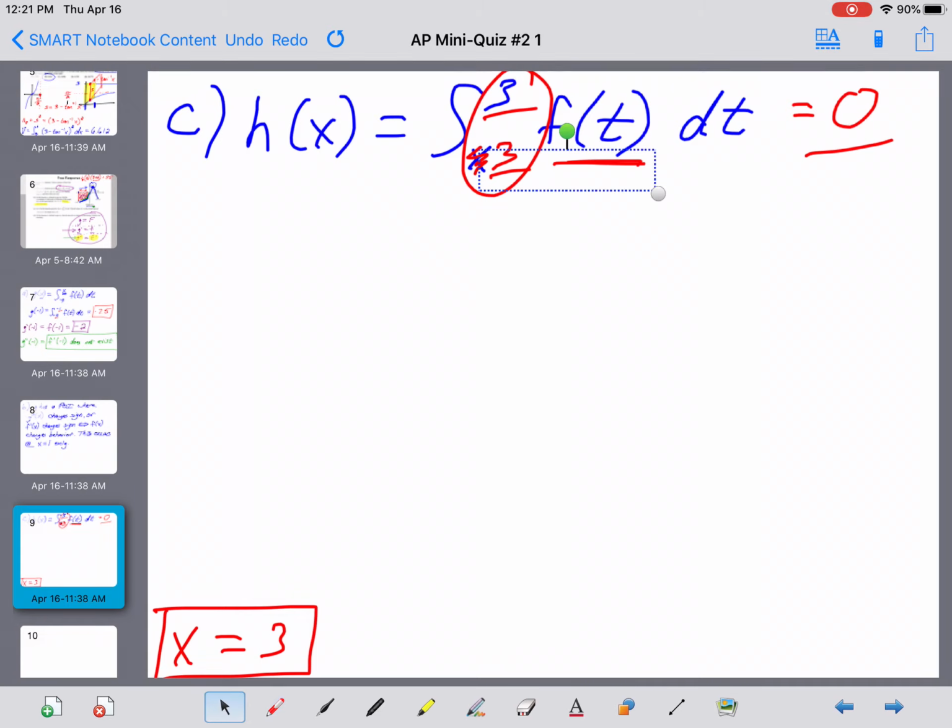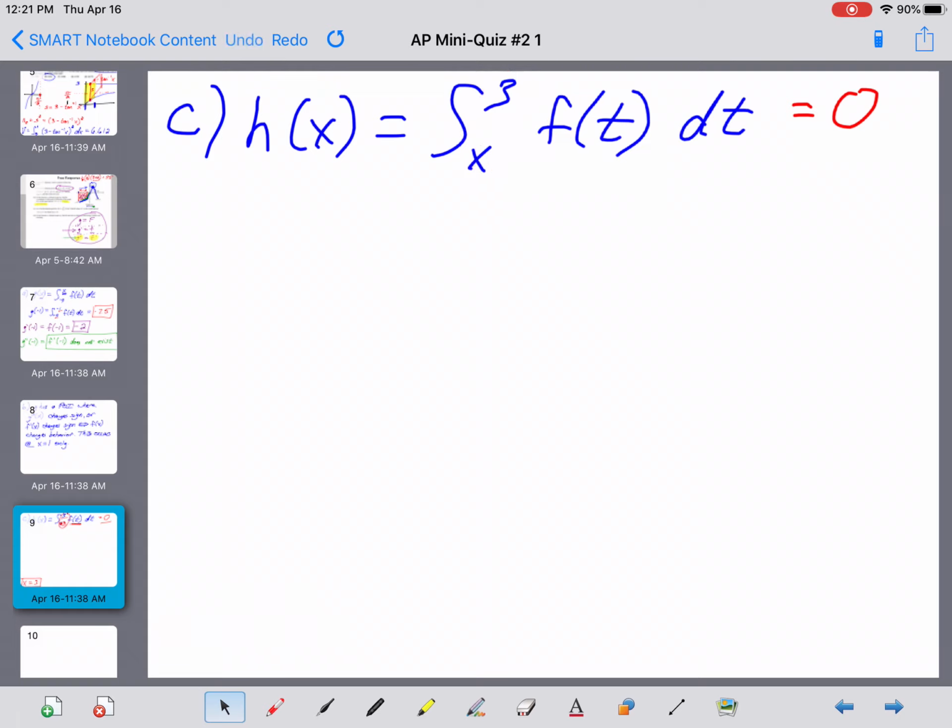All right, let me get rid of all of this junk here. Okay, and we said that x equals 3 was one of our answers. But we're also interested in anywhere else on this graph here that the net or signed area between the curve f of t and the x-axis was going to equal 0.